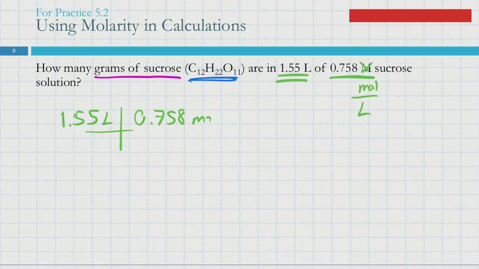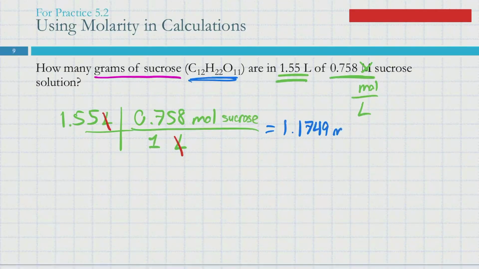0.758 moles of sucrose over 1 liter. I usually leave off the 1. So this converts from liters to moles, and now we know how many moles are contained in that amount of solution. So we've got 1.1749 moles sucrose.